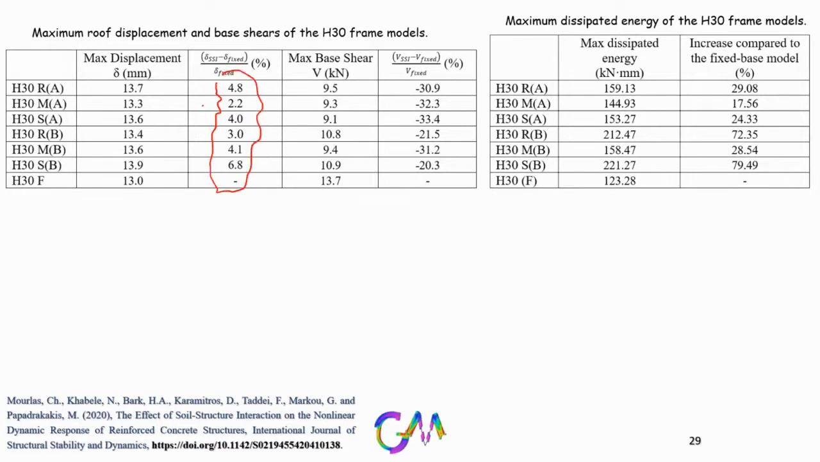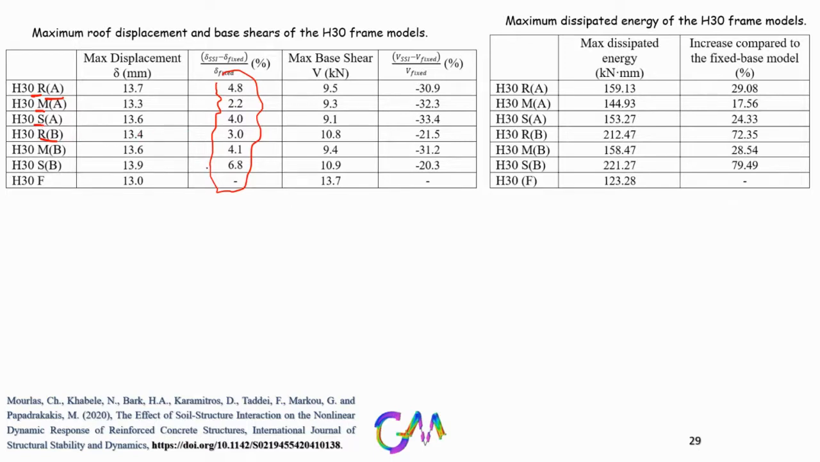So as you can see here, this is the percentage increase of the maximum roof deformation for different models. Models A and B refer to 6 meters and 11 meters depth of soil, for rock, medium soil, and soft soil.